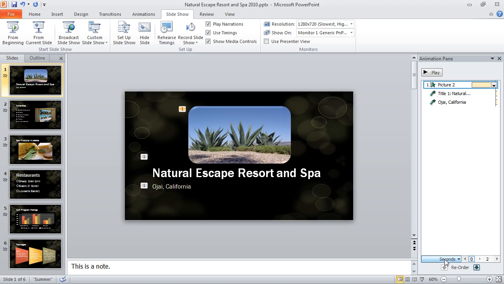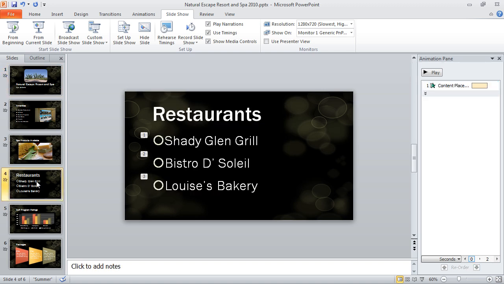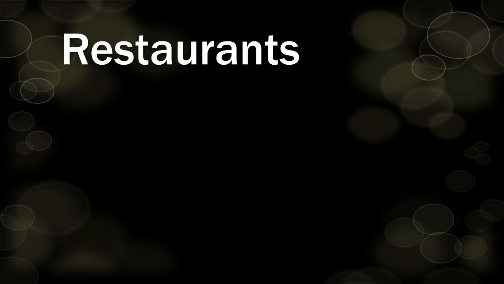So that's a little bit of animations, and now also a little bit with custom animations. I'm going to come back to my restaurant slide. I think this is one that I'll try it on. And here, let's go ahead and I'm going to use my slideshow from current slide. I'm just going to click that. And we can see that restaurants comes in.